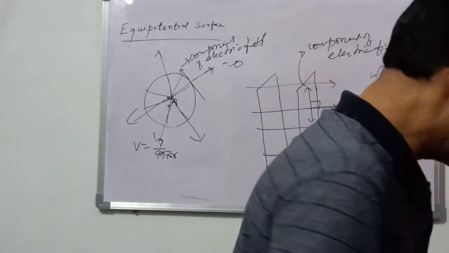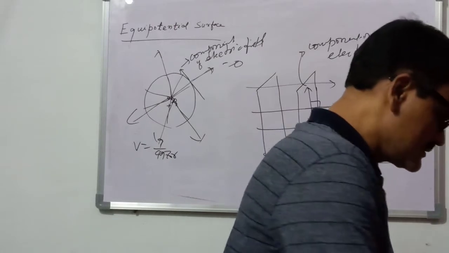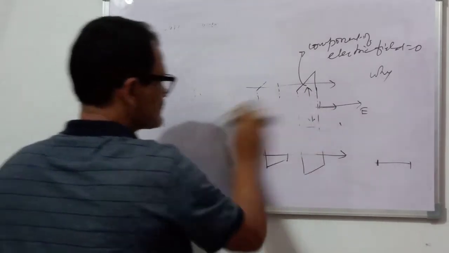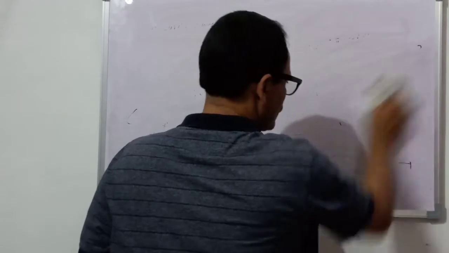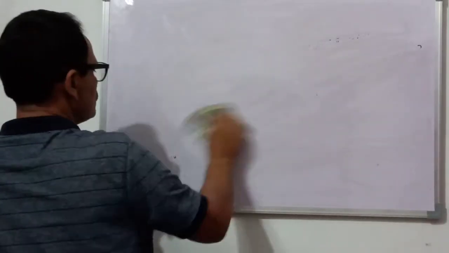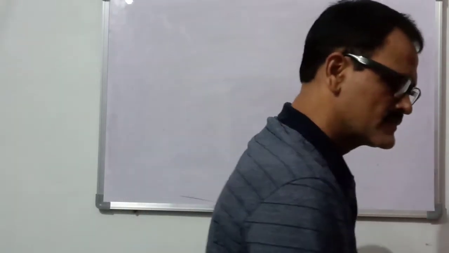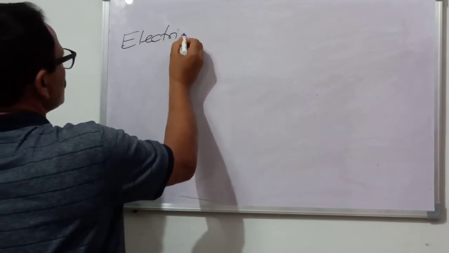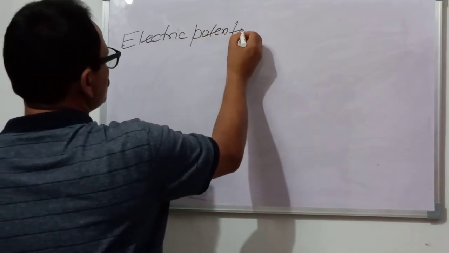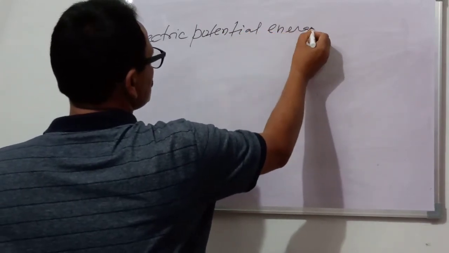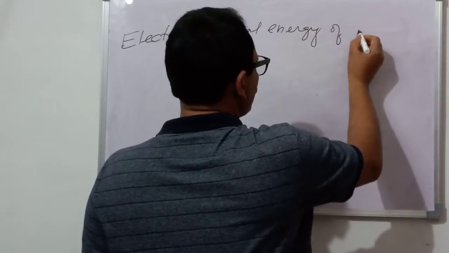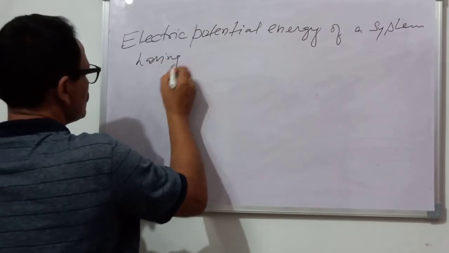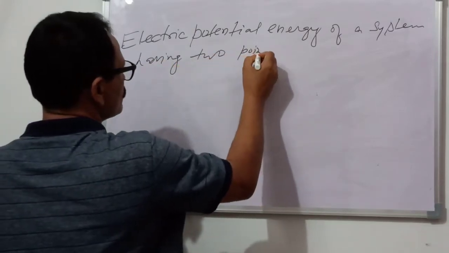Now I am going to explain another heading, that is the electric potential energy of a system having 2 point charges.